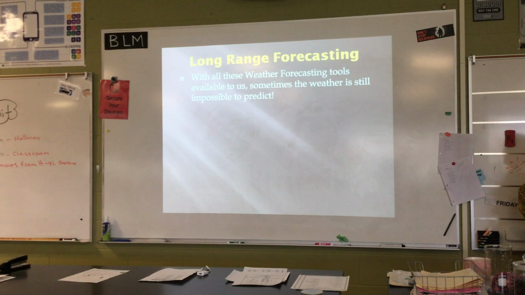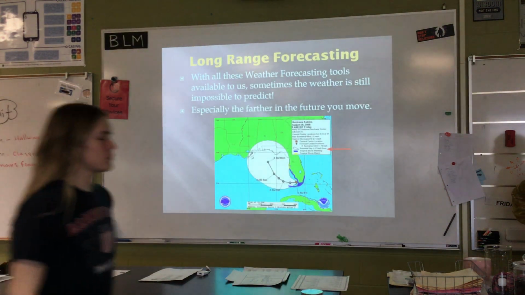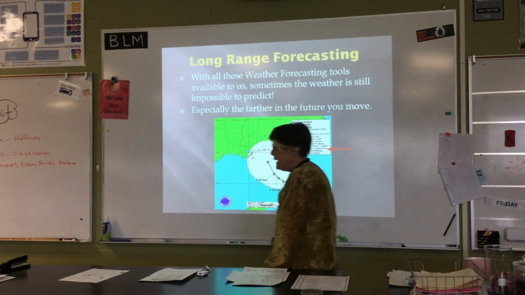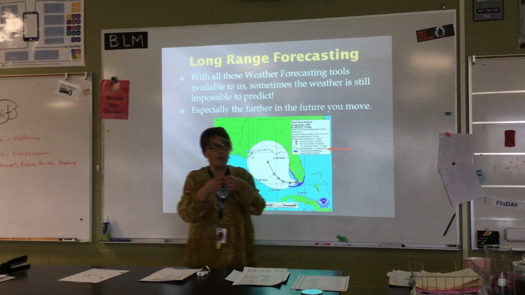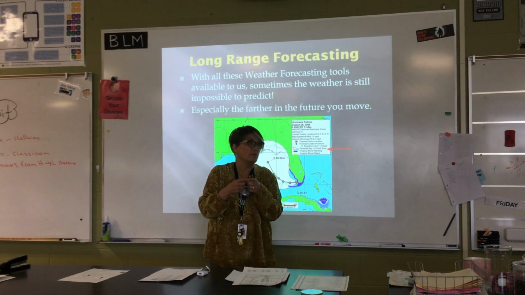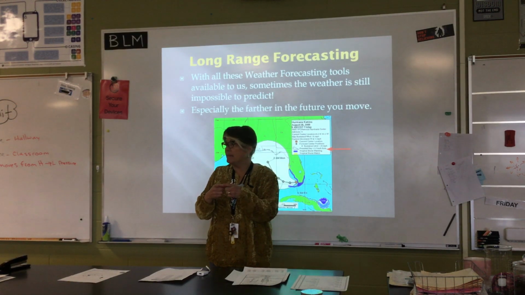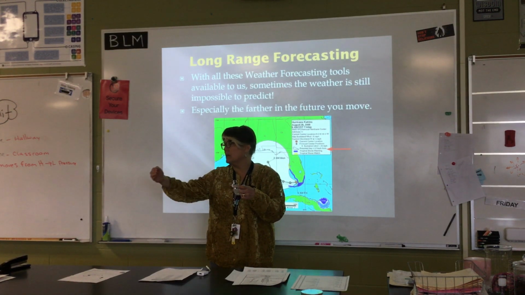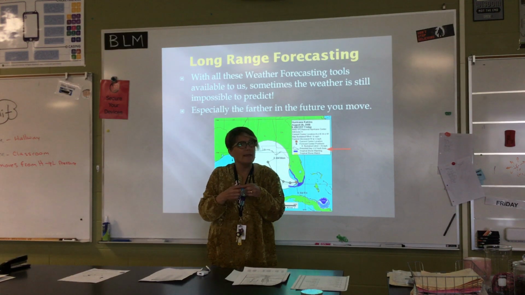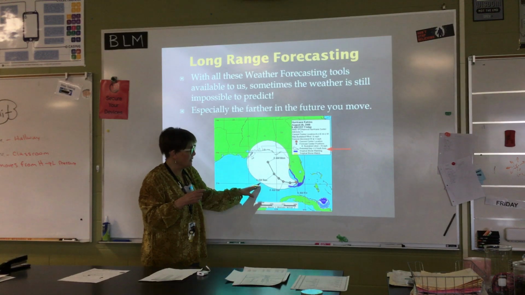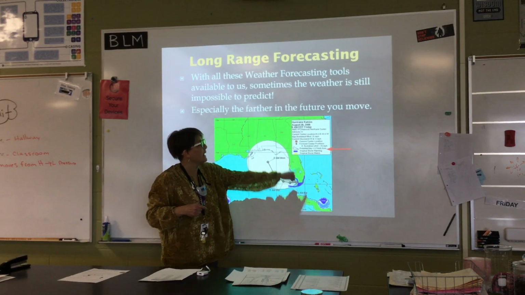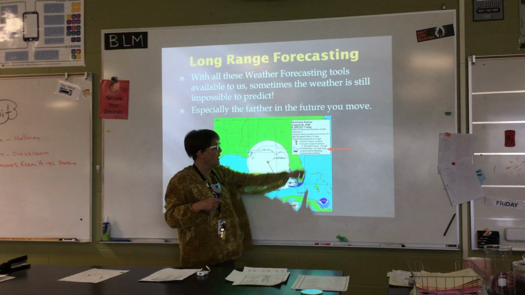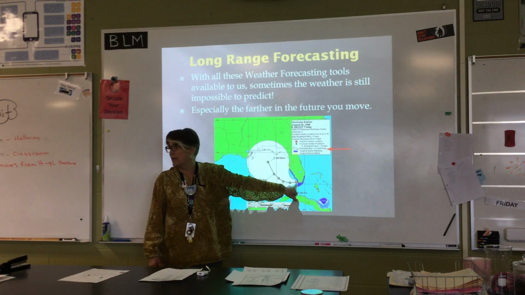All right, long range forecasting. With all these weather forecasting tools available to us, sometimes the weather is still impossible to predict. So we have to have patience, right? Especially the further you move into the future. It'd be kind of like if you have a leaf drifting in a river. In 5 seconds, looking at that leaf, you can probably predict where it's going to be. Could you predict where that leaf is going to be in 2 days? Maybe not. So this is kind of the same thing. At 5 a.m. on Friday, August 26, 2005, this is where Katrina, the hurricane, was.